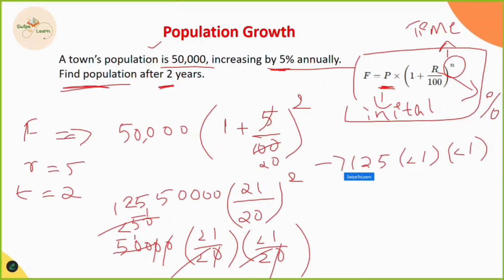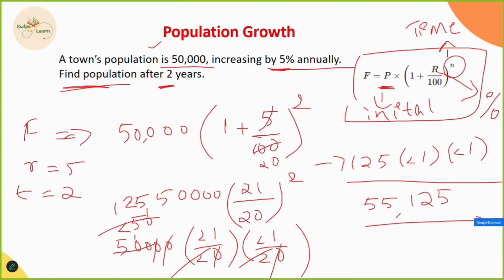So this is the final calculation. When we multiply this, what do we get? 55,125. So 55,125 is the total population after 2 years. Initially there is 50,000, and after 2 years the population has become 55,125. This is after a 5% increase in the population.